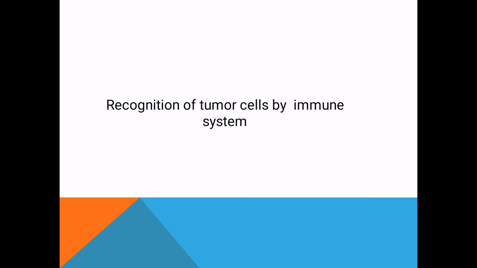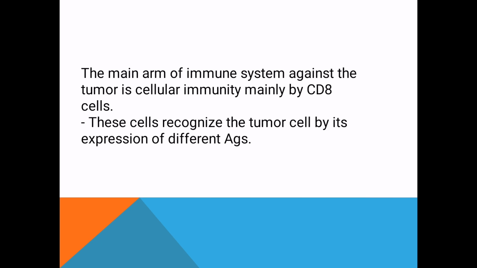طيب, recognition of tumor cell by the immune system. The main arm of the immune system that acts against tumor is the CD8 cell. CD8 cell is the cell that is responsible for tumor cell destruction, and this cell recognizes tumor cell by its expression of different antigens. The tumor cell behaves like a foreign cell, so this T cell recognizes this tumor cell after processing and presentation, or recognizes it when it presents its own antigen.